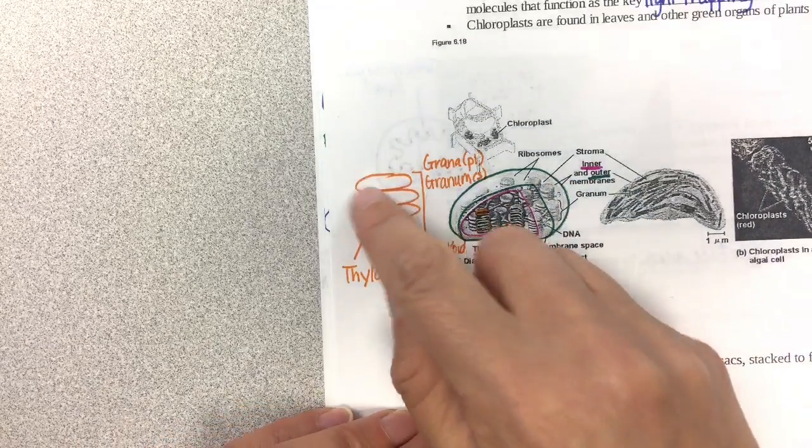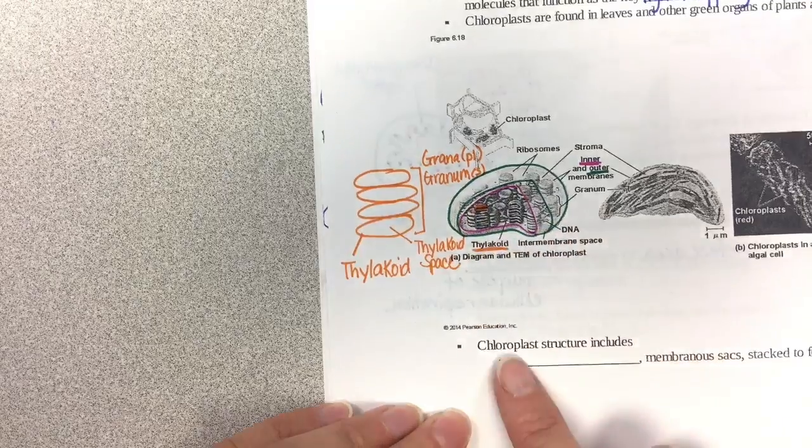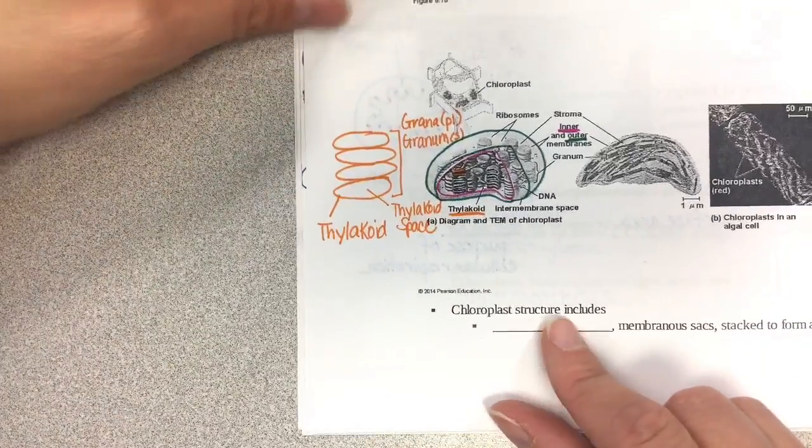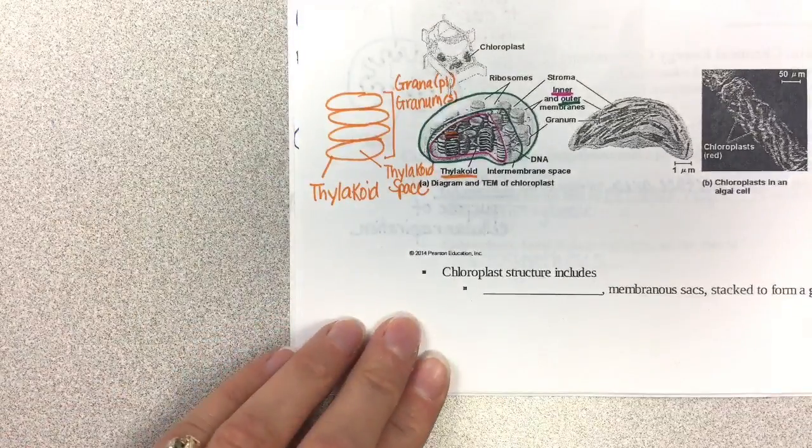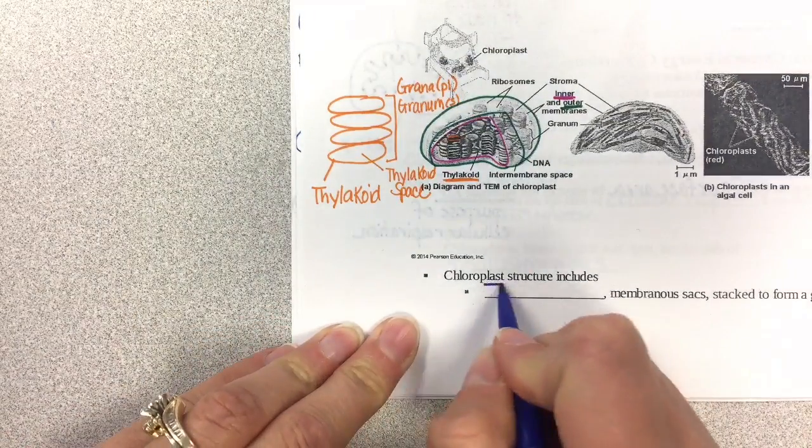Alrighty, and then they're surrounded by a membrane. So let's write a few things here. Chloroplast structure includes, so the big thing is the thylakoids.